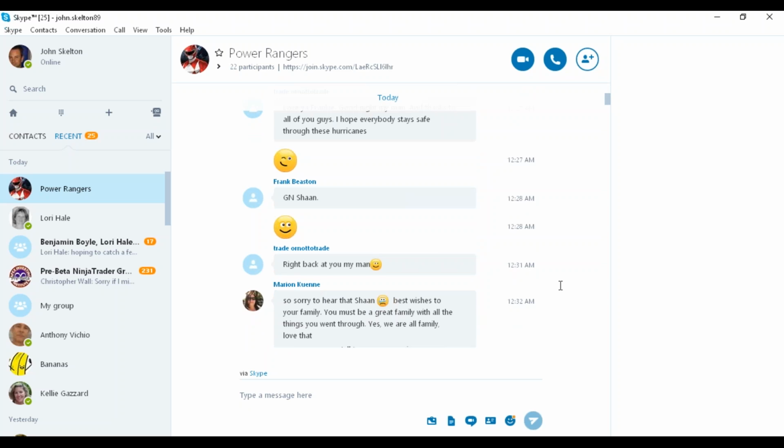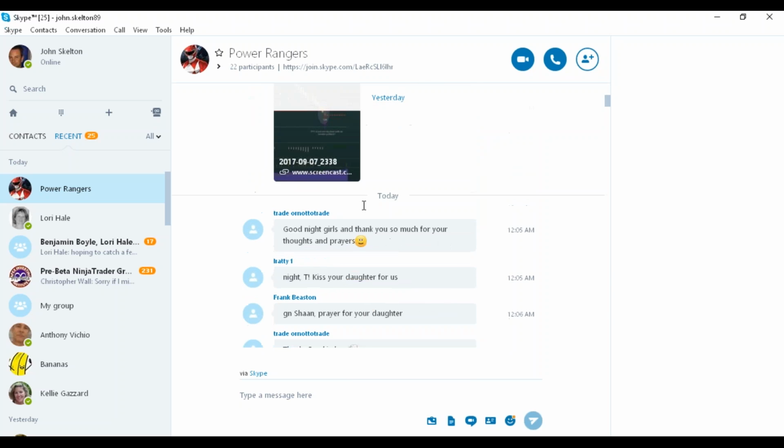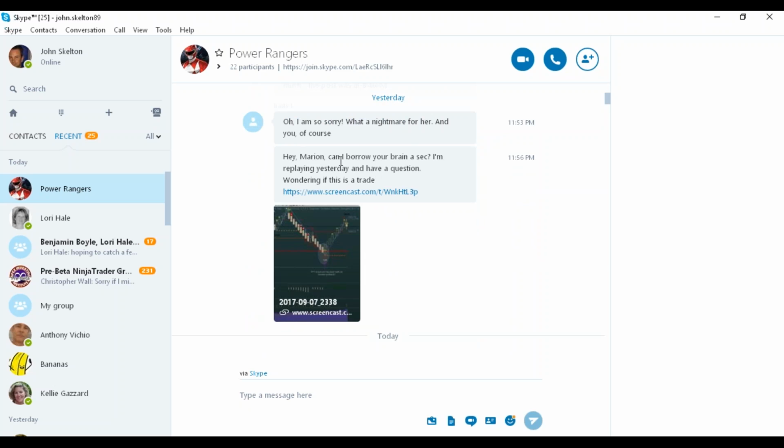This is last night at midnight. People are in here going over stuff, going over trades at midnight. Hey, Lori, thanks. I didn't think it was. Was this a trade? Somebody asked this around midnight. Hey, Marion, can I borrow your brain for a second? I'm replaying yesterday. I have a question. Is this a valid trade here? This is almost at midnight last night.